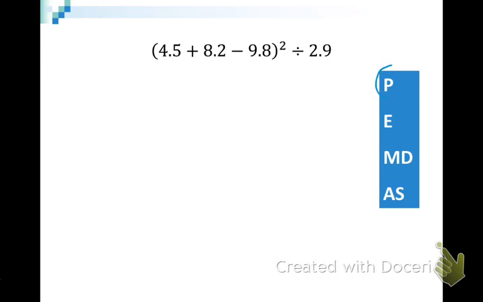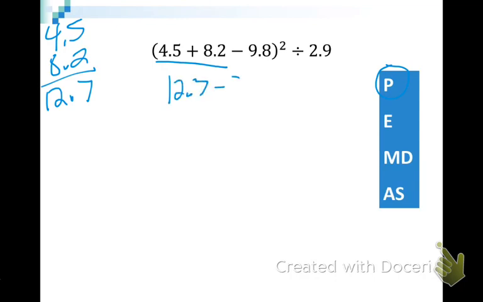First, looking in the parentheses. As I look in the parentheses, I again see multiple operations, but it is all adding and subtracting, so I work from left to right. 4.5 plus 8.2. Five plus 2 is 7. 8 plus 4 is 12. Okay, so now I have 12.7 minus 9.8 in those parentheses still.